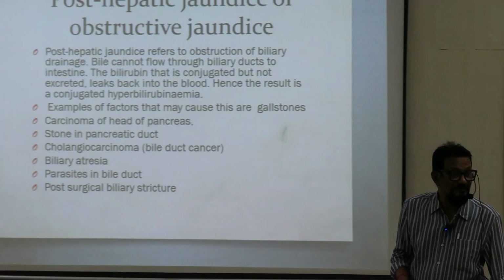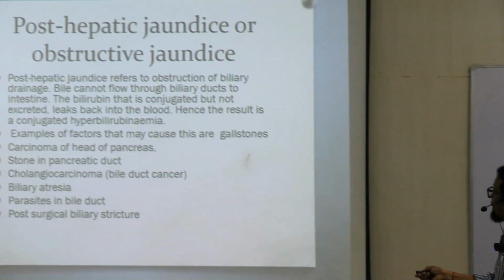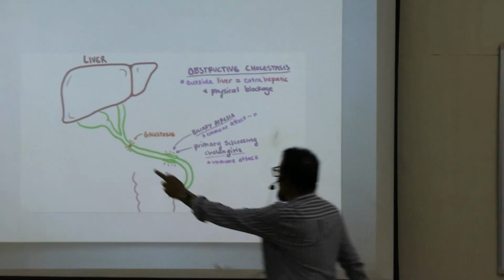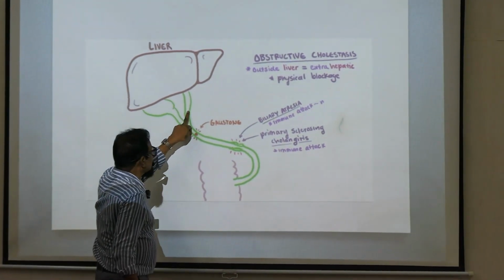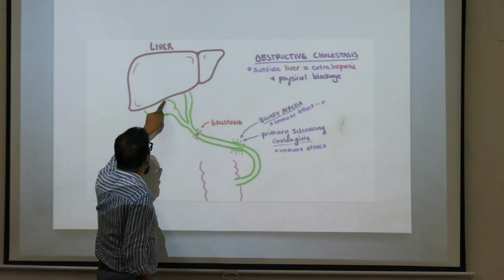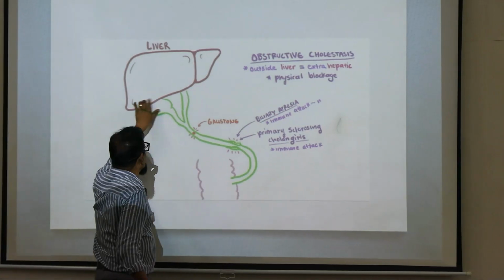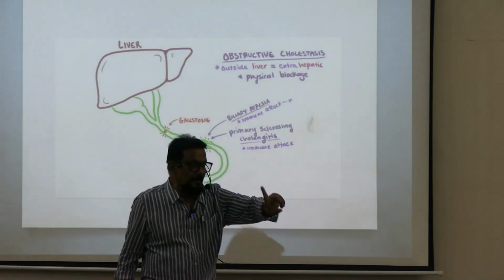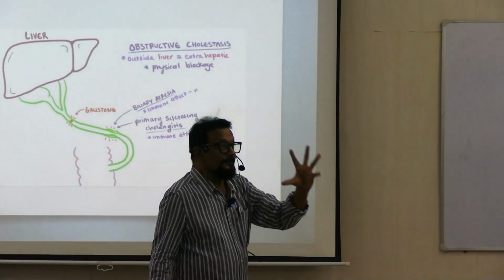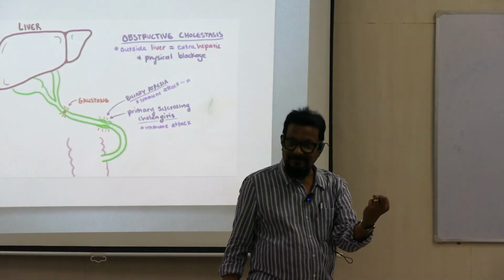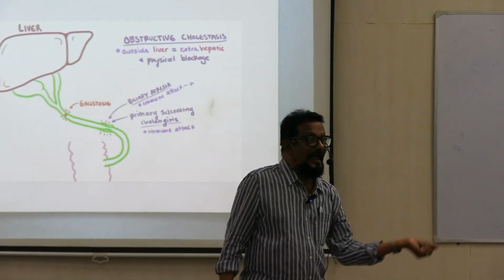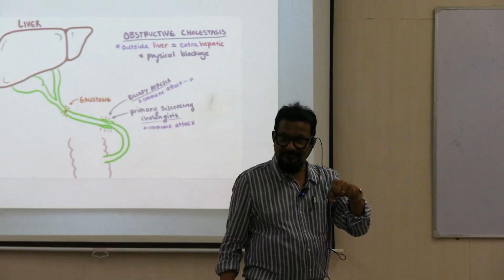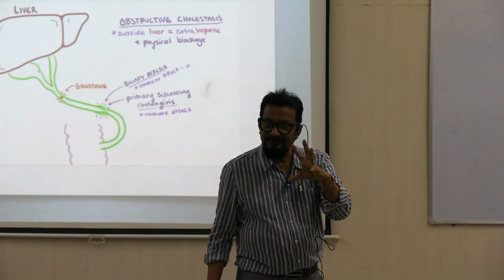Obstructive jaundice. What is obstructive jaundice? See, from here, bile is secreted through this bile duct. When you are not eating, it will come here and be stored here in the gallbladder. What is the function of the gallbladder? It concentrates the bile by absorbing water and adds mucus into this. That is its function.